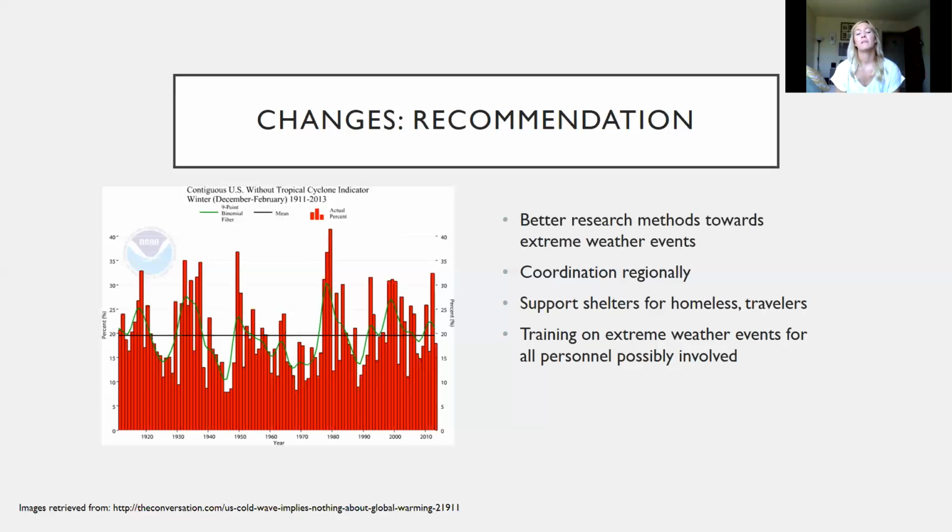Also, training. It sounds mundane and repetitive and very common sense, but training on extreme weather events for personnel that could possibly be involved, all personnel that could possibly be involved, is so important. I think that would combat the Band-Aid response that comes from not knowing what to expect. I think a lack of training contributes to that Band-Aid effect, and so enacting more training, not necessarily on what the extreme weather event would be, but response to it would be great.